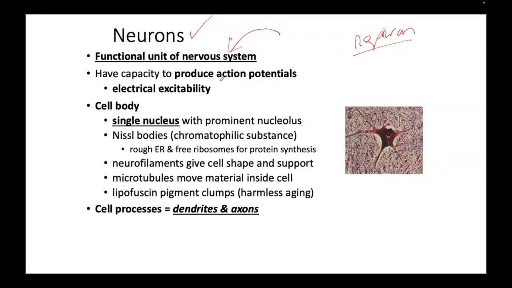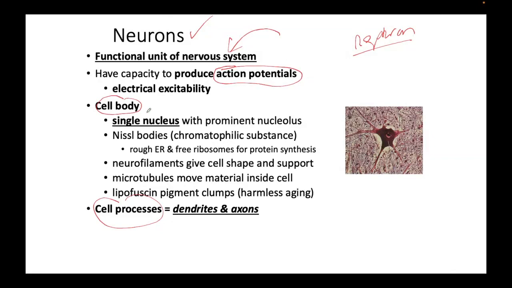These are electrically excitable. They produce action potentials. So when you hear the word action potential, think electricity. Within the neuron, there's a cell body and cell processes. The cell body is like any cell. It has all the different organelles. It has a nucleus. It's got ribosomes.